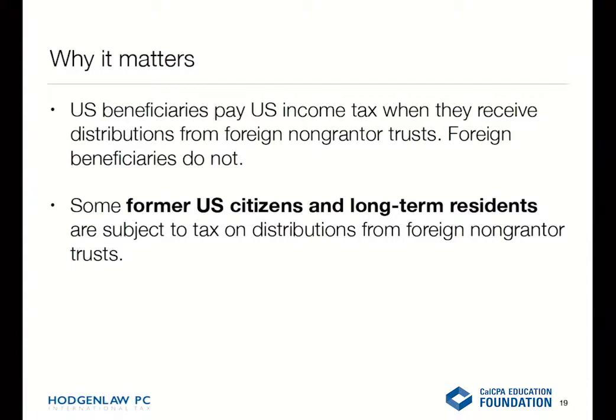And then also, kind of more importantly here, the first one was more obvious. Secondly, former U.S. citizens and long-term residents are subject to tax on distributions from foreign non-grantor trusts. So people who give up their citizenship, give up their green cards and their long-term residence, are going to remain taxable on foreign non-grantor trusts even though they're no longer U.S. people.